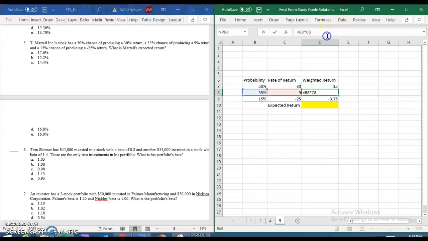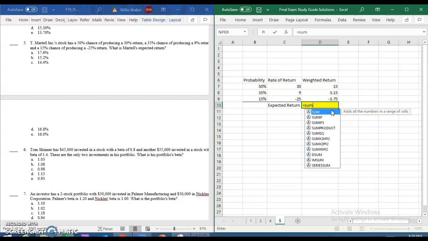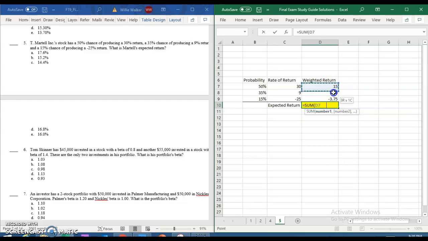Okay, so now I have all of my weighted returns, and I can just add all of these up. And when I add all of them up, I get 14.4%. So my answer choice would be C. So remember, get the weighted average of each return and sum them up to get the expected return.